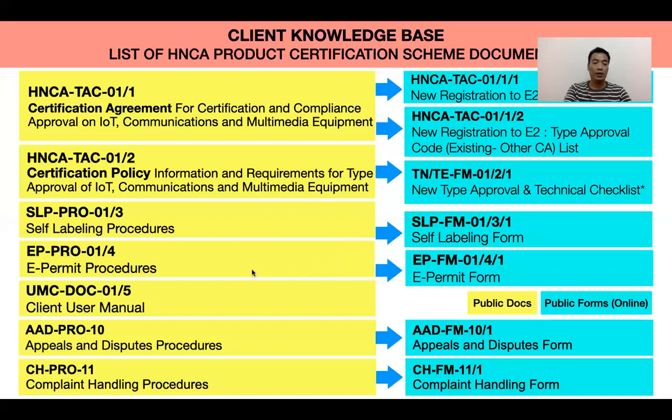procedures. For e-permit procedures to import your product shipment, please go through these procedures before you go for the e-permit form. And we have a client user manual, as mentioned earlier, it's UMC DOC 01/5. Clients, please go through it to understand step by step what you need to do. And if any appeals, disputes, or complaints arise from this certification, we are more than happy to hear from you. Please abide by the procedures and fill up the necessary forms.